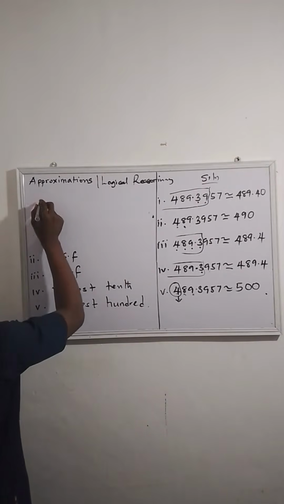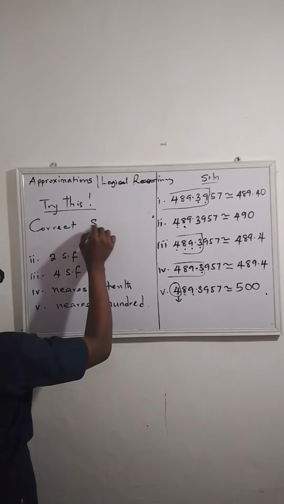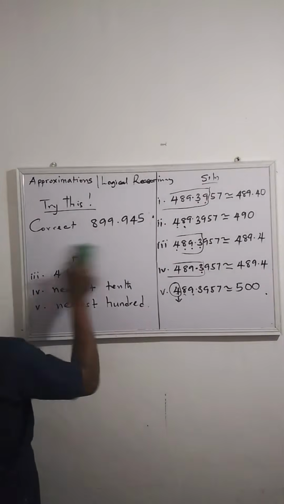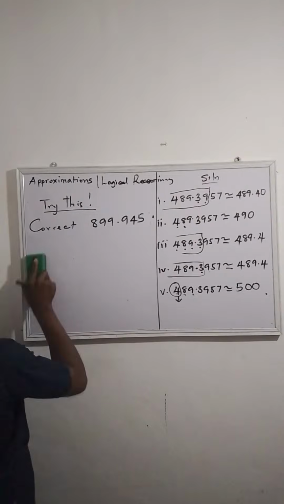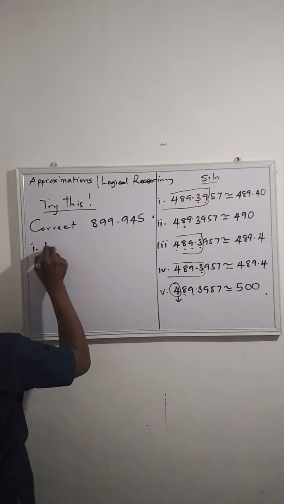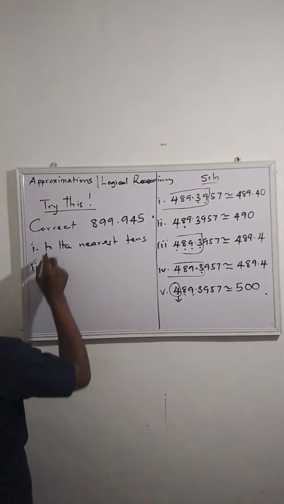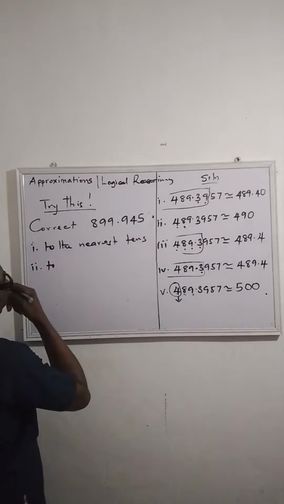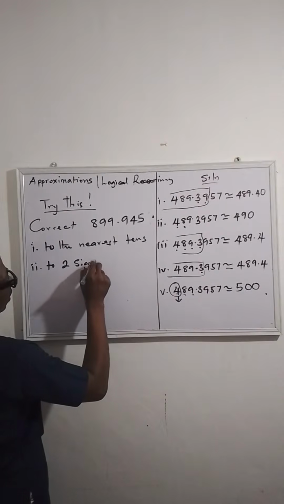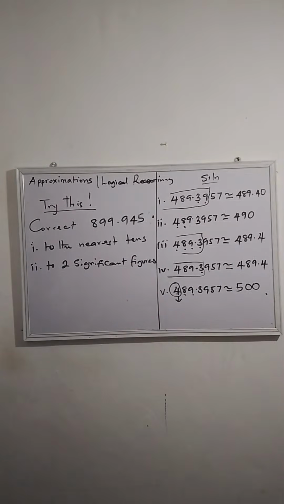Correct. Try this. Correct 899.945. Roman figure 1 to the nearest 10 and 2 to two significant figures. Two significant figures. Okay, so can we quickly do this one?